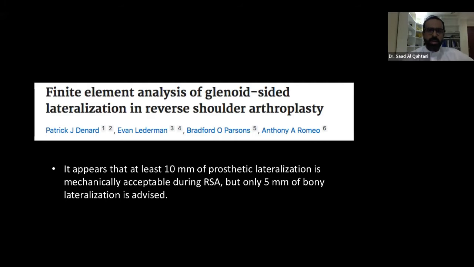In this study by Antonio Romeo, it appears how much we should lateralize. They suggest if you're going to lateralize using a prosthesis, you can go up to 10 millimeters. And if you're going to lateralize by bone, you should go up to 5. If you go more than 5, there is high micromotion, which might decrease the ingrowth.